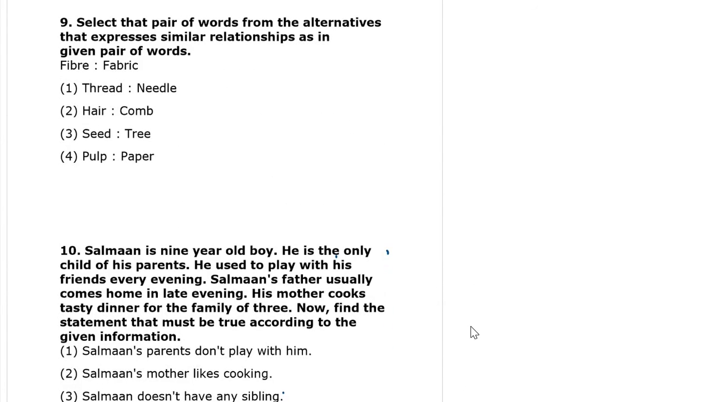Next, some pairs are given. Fiber to fabric. What is the resembling thing? Which one is apt for this? From the fiber, we could make a fabric. Same thing, wood pulp, we can make paper. So that is the answer.